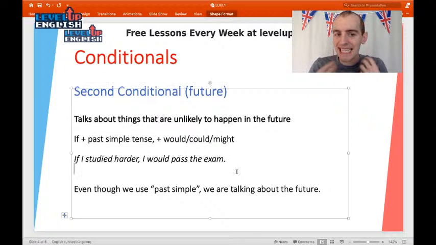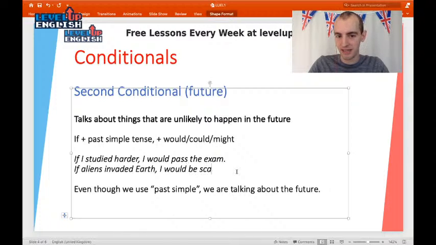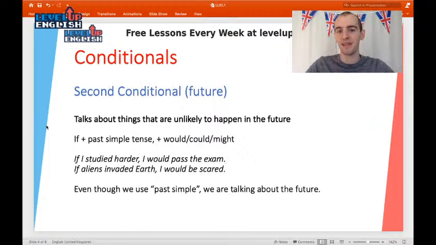So probably an easier example would be if aliens invaded Earth, I would be scared. Yeah, I would be scared. I'm using second conditional because I don't think it's likely. I don't think that aliens will invade Earth. So I'm not going to use will. I'm not going to use first. If, however, you really believe in aliens and you think they are coming, then you would use first conditional. If aliens invade, I will be scared.